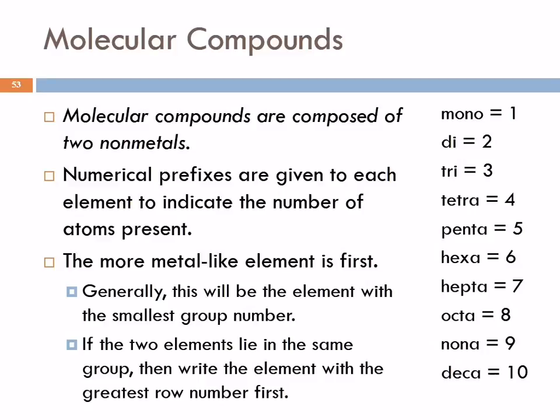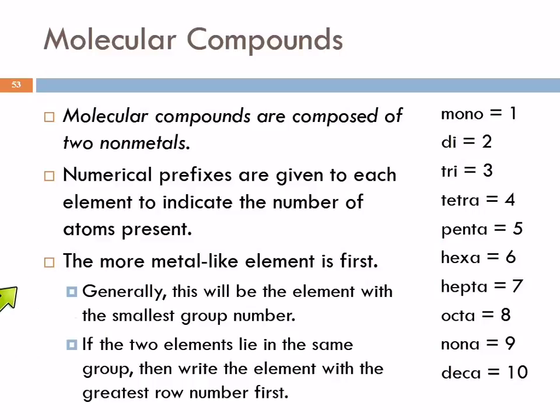We also then have to decide which element to name first and which to name second. For ionic compounds, it was always the metal first, the cation, and then the anion. Well, what do we do when we have two nonmetals? We pick the one that's most like a metal. Usually that'll be the element with the smallest group number.